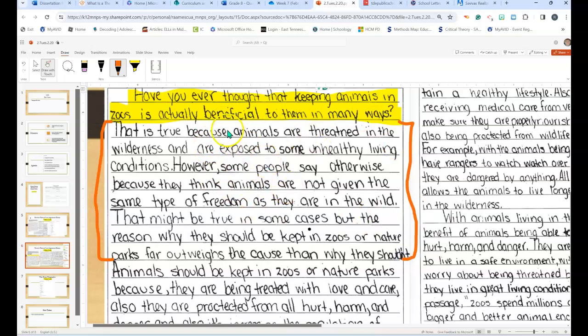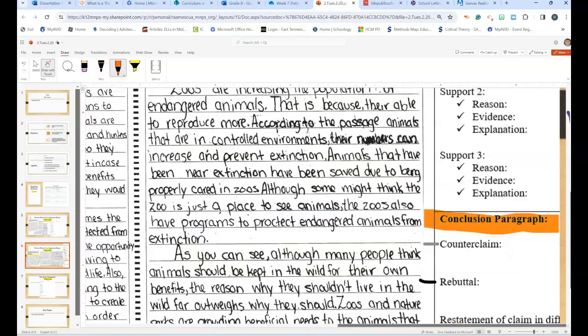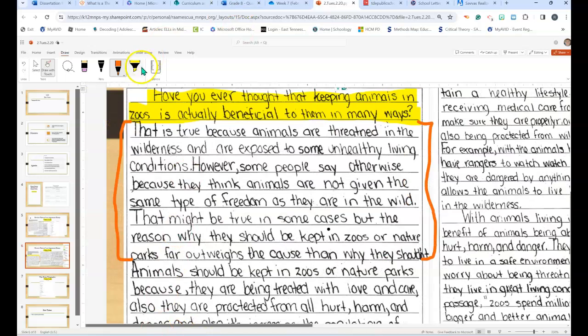What they did in this background or bridge is they talked about what some people's views are. They did actually address a counterclaim in here. That is true because animals are threatened in the wilderness and are exposed to some unhealthy living conditions. However, some people say otherwise because they think animals are not given the same type of freedom. So they gave us a counterclaim. They put the counterclaim in the bridge, and that's completely okay. You can put the counterclaim in the bridge.